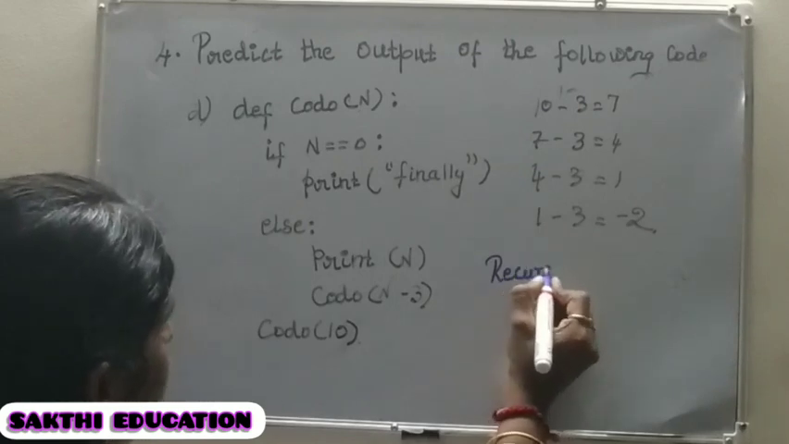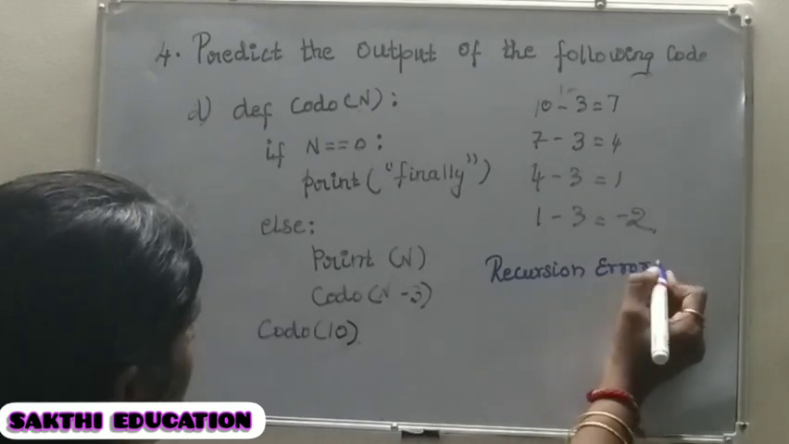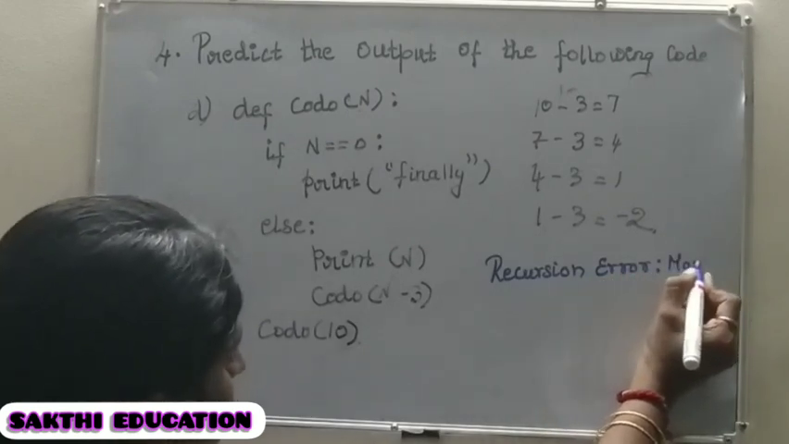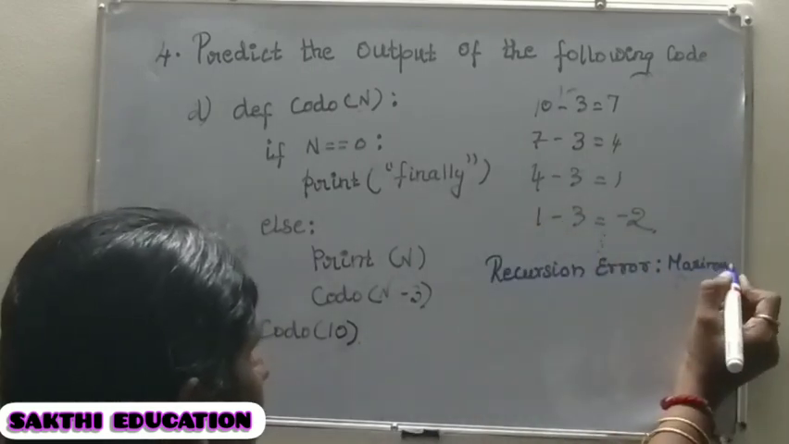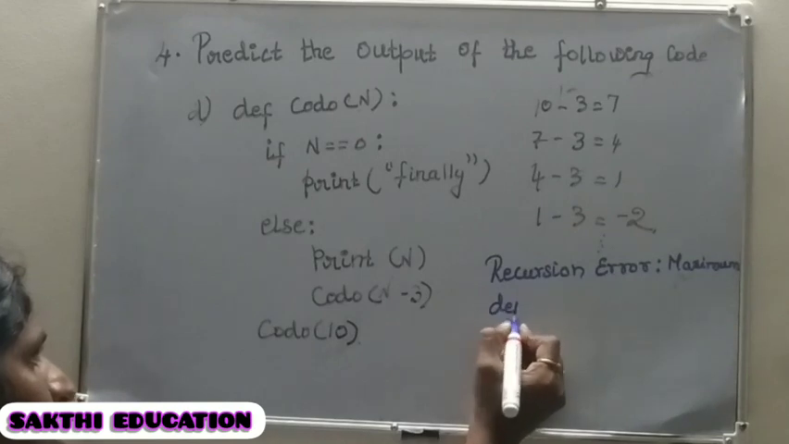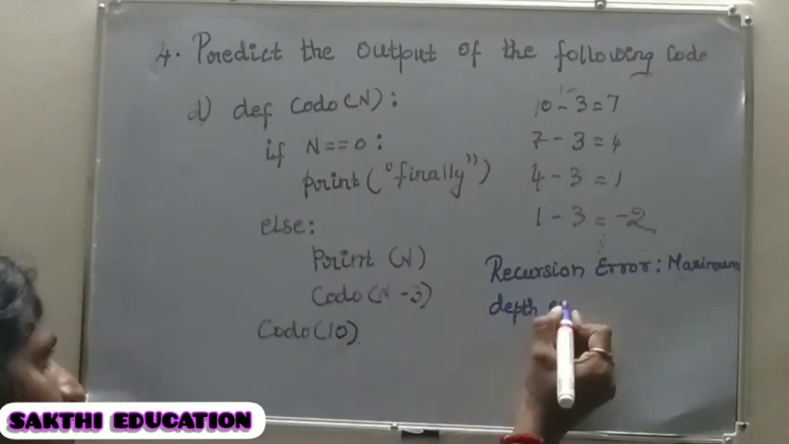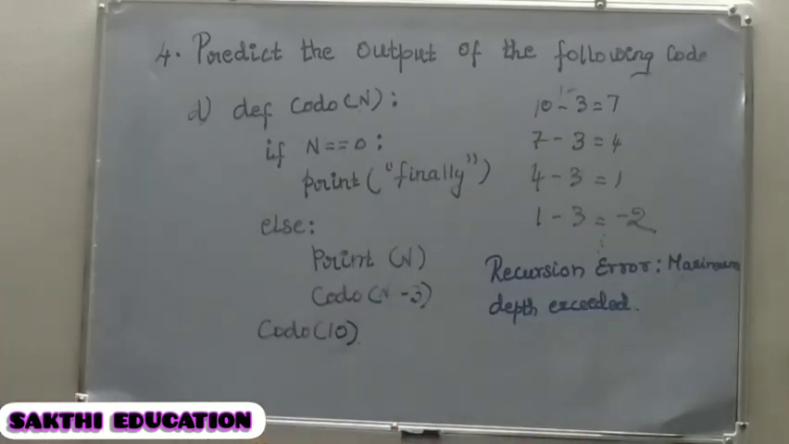Recursion error will occur. Maximum depth reached. It will continue proceeding. It will continue till the recursion error is reached, maximum depth exceeded. So you have only 4 options in this question. For that you have to find out the output of the following code.